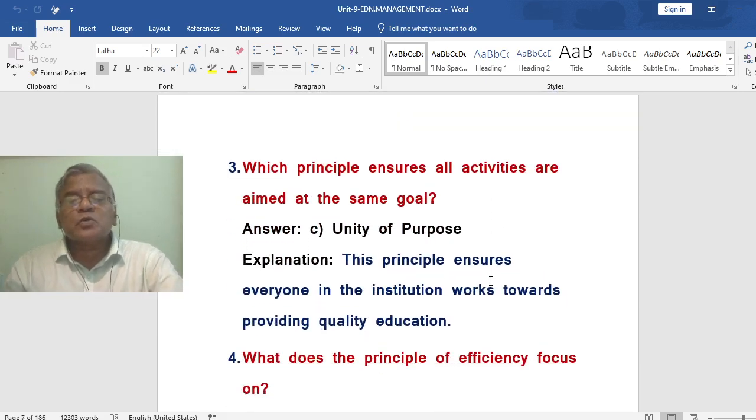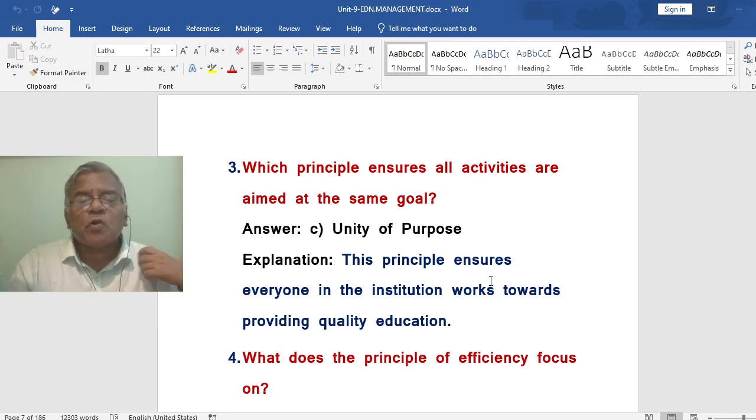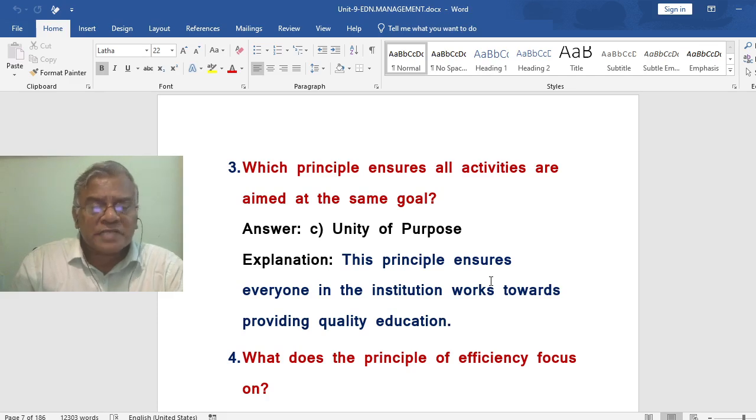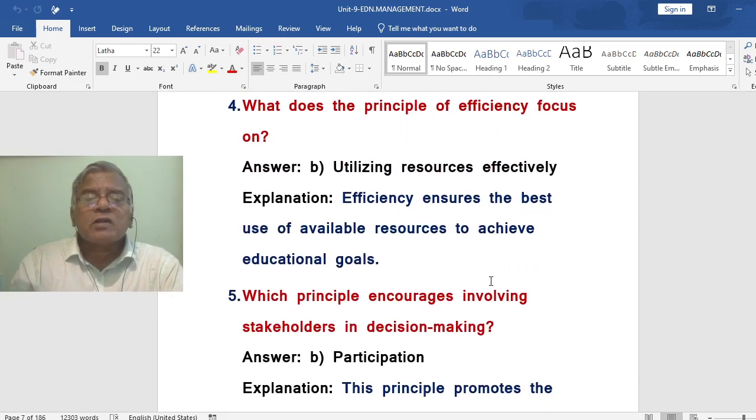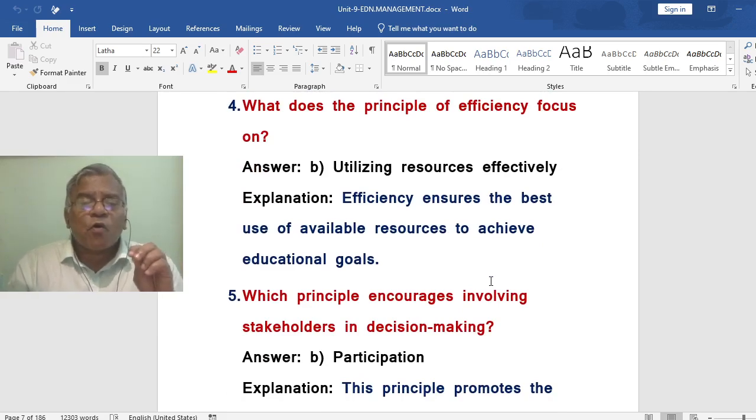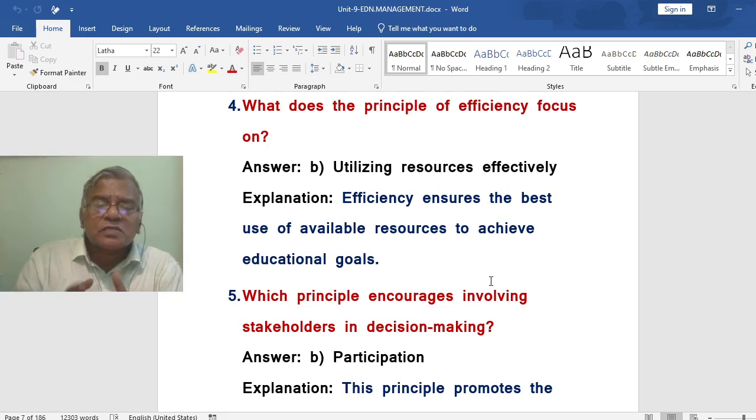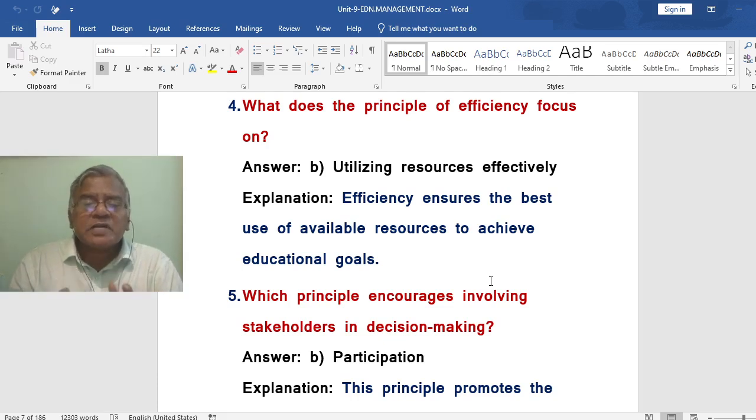Which principle ensures all activities are aimed at the same goal? That is nothing but unity of purpose. This principle ensures everyone in the institution works towards providing quality education. What does the principle of efficiency focus on? The principle of efficiency focuses on utilizing resources effectively. Efficiency ensures the best use of available resources to achieve educational goals.